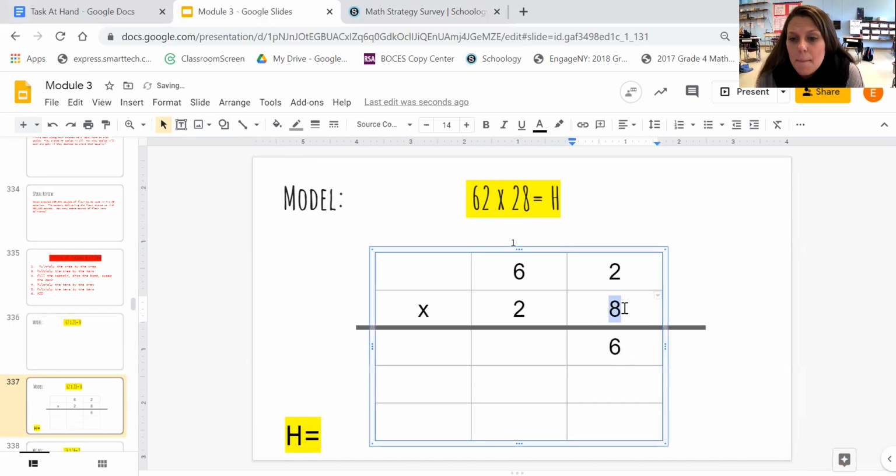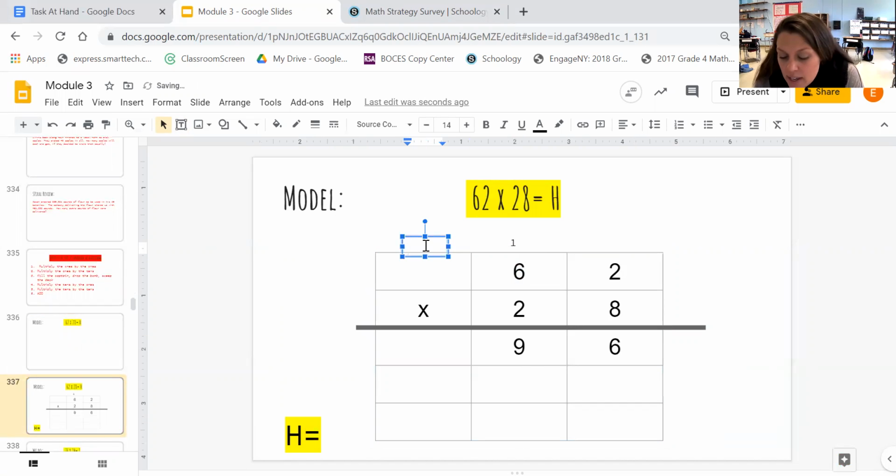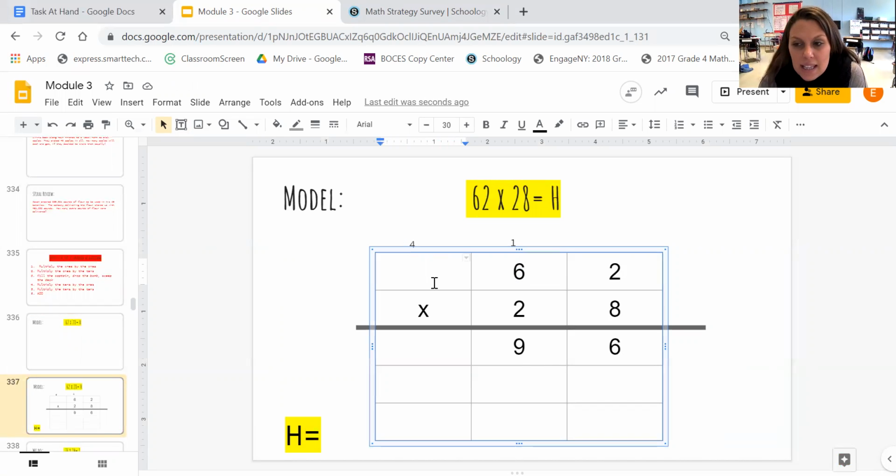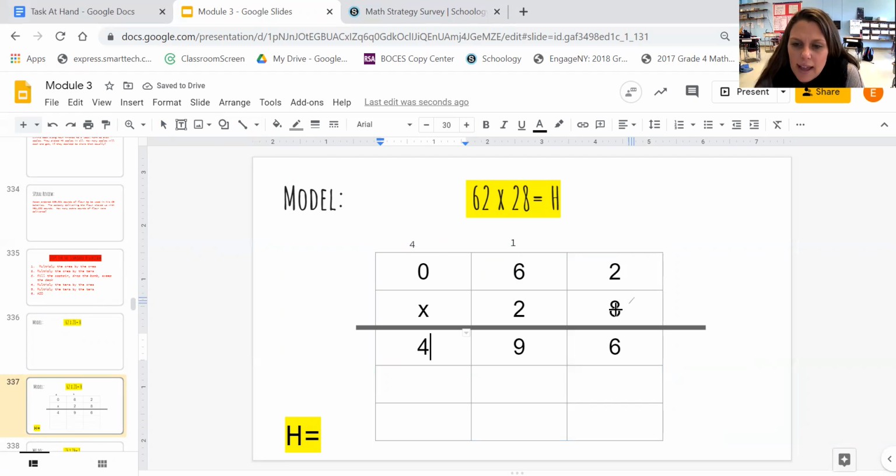Now I can multiply my ones by my tens. 8 times 6 is 48, plus 1 is 49. Can't fit 49, so I have to do a little regrouping. Notice when I regroup, I made the regrouping small and it goes above that place value. We don't want to put it in this place value. In the hundreds place, there's really nothing there. So now when we multiply our ones by our hundreds, we're doing 8 times 0 equals 0, plus 4 is 4.